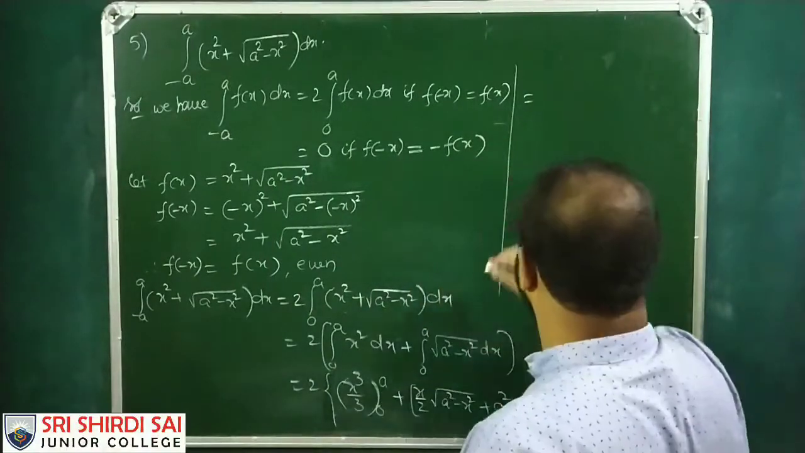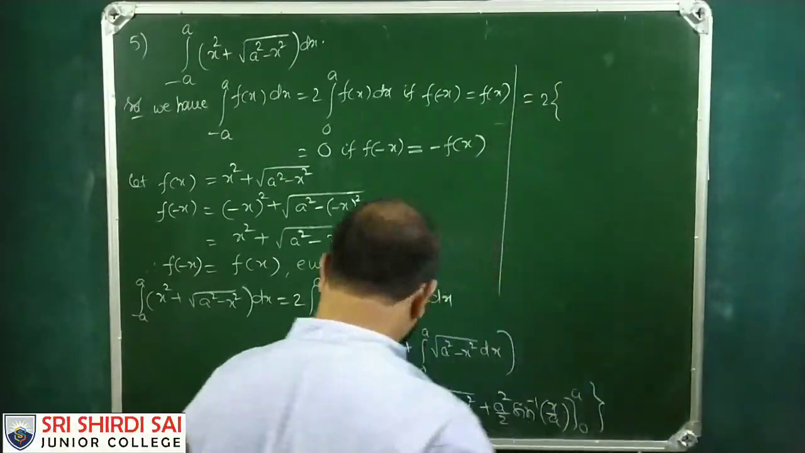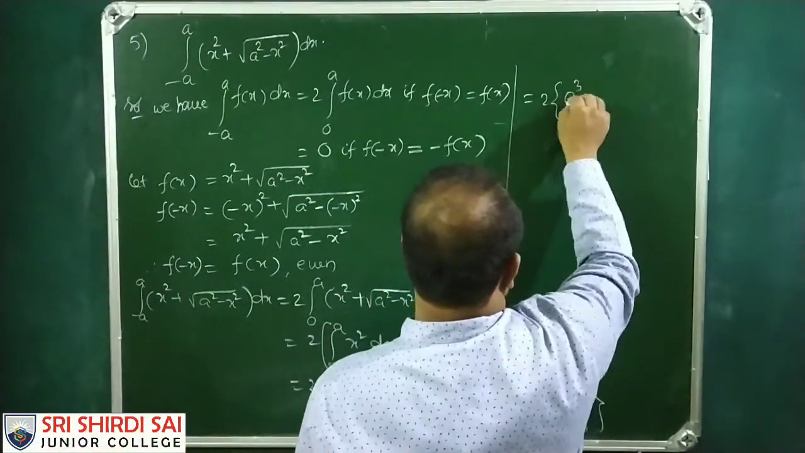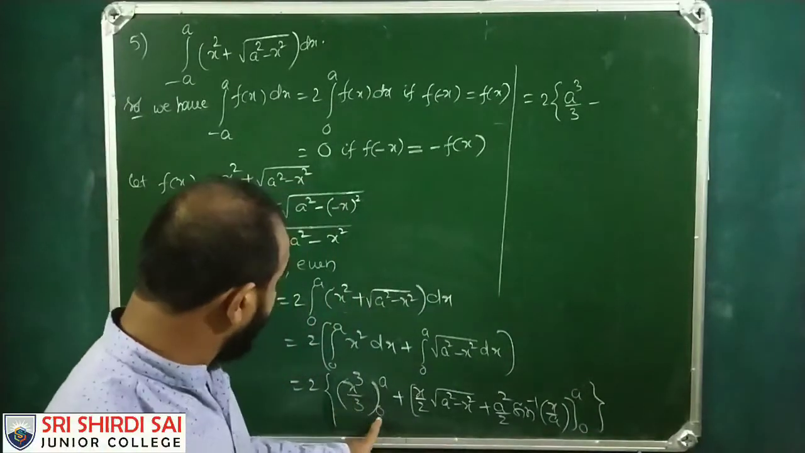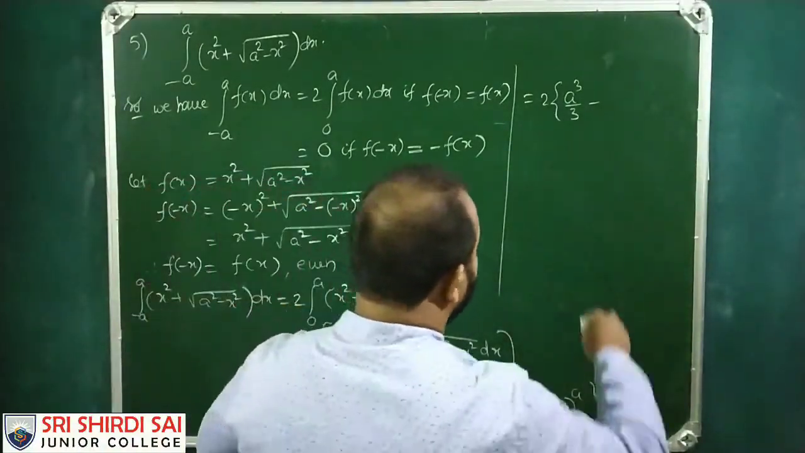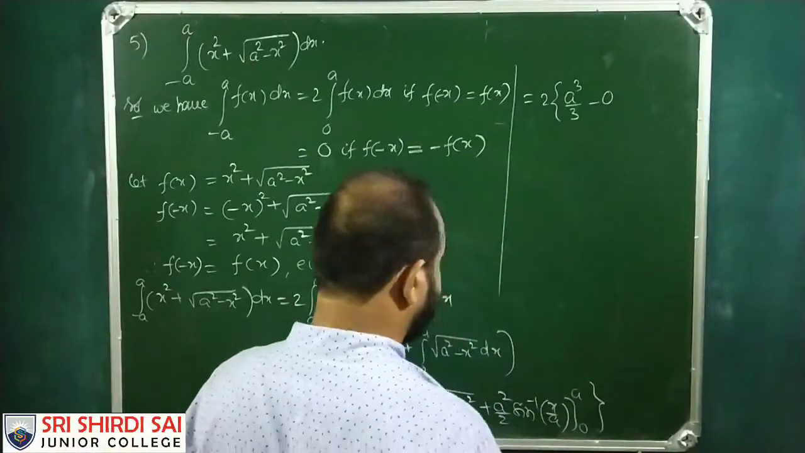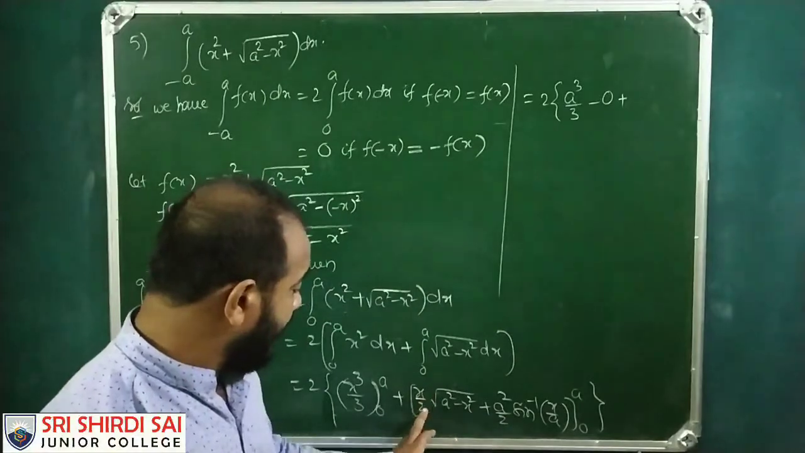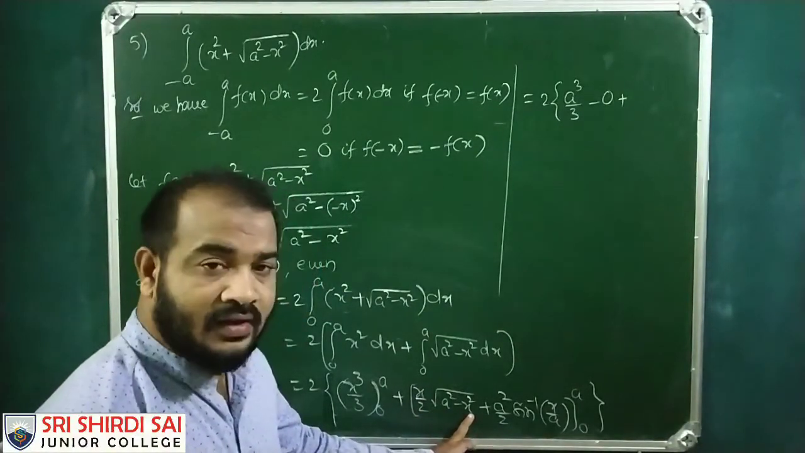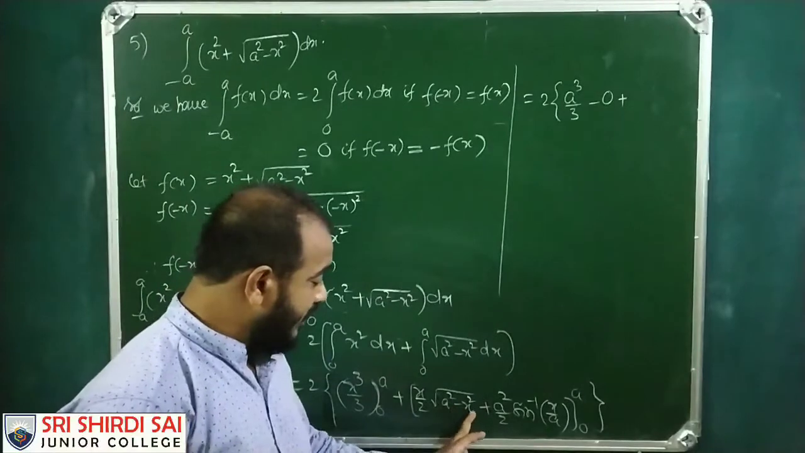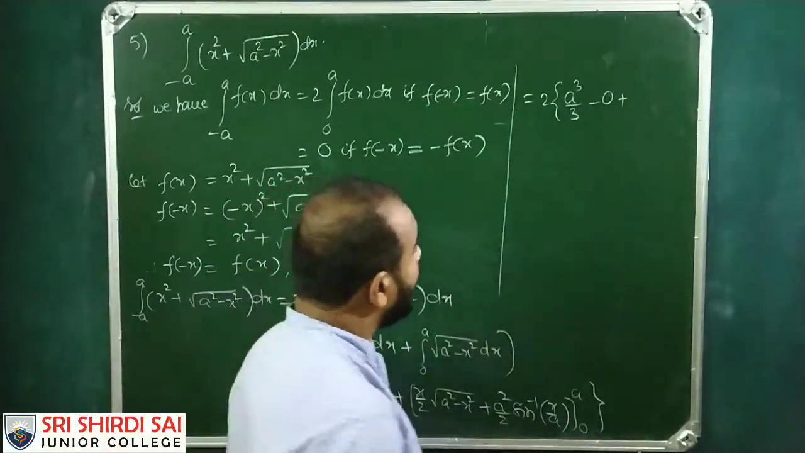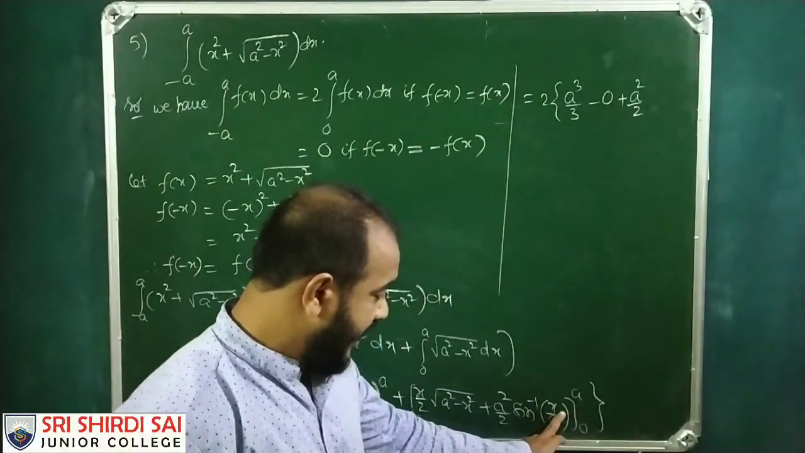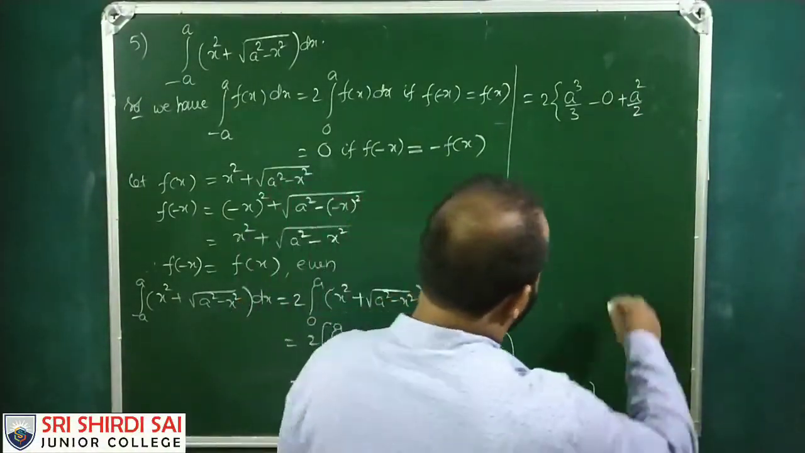This is equal to 2 into, in the place of x substitute upper limit, so a cube by 3, minus, in the place of x substitute lower limit, 0 cube by 3 is simply 0, plus here substitute upper limit: a by 2 square root of a square minus a square, so this will be 0, plus a square by 2 sine inverse, x value is a by a, 1, sine inverse 1.